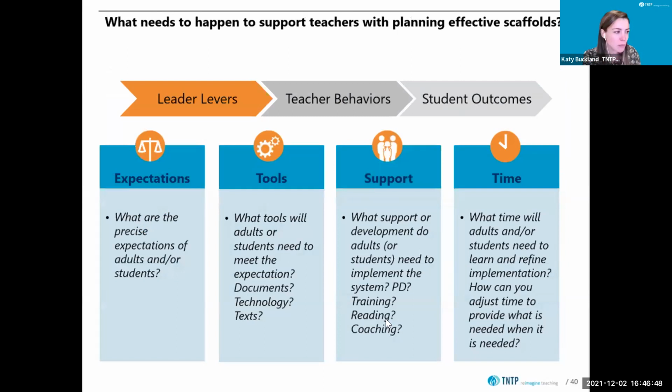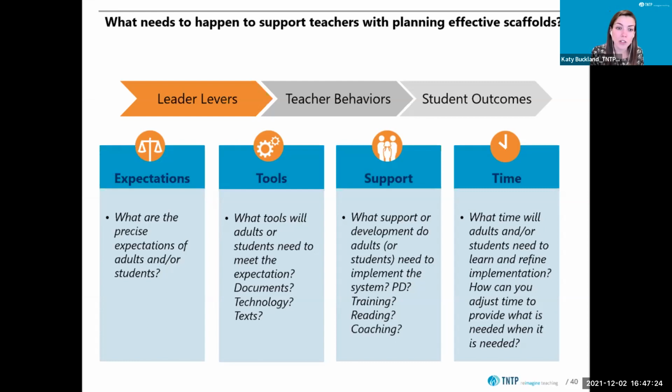And so we're now going to move into some work time. We'll spend some time thinking about how to support teachers with planning effective scaffolds. And so to do that, we'll ask that you consider one of the 4 leader levers that leaders have at their disposal to ensure that they can systematize change. So when we think about those levers, we think about expectations, tools, support, and time. So for example, what are the precise expectations of adults and or students? What are the expectations around scaffolding that you might want to put in place?